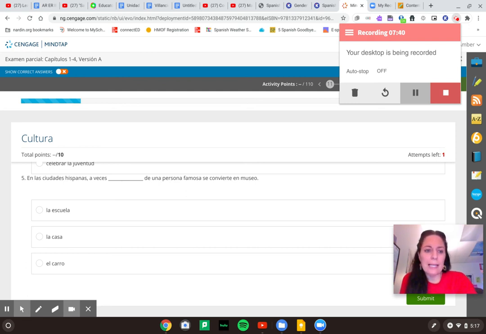For this one, en las ciudades hispanas, a veces la escuela de una persona famosa se convierta en museo, la casa de una persona, or el carro. And as we know with Frida Kahlo, the Casa Azul in la Ciudad de Mexico, la casa se convierta en museo. So we would say la casa for that one. So that is a snapshot of the test, what you should be looking at to study.